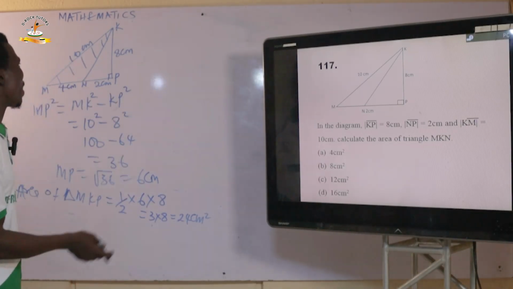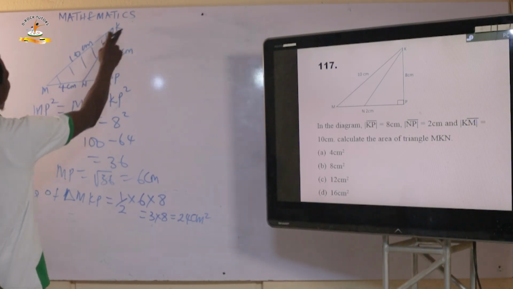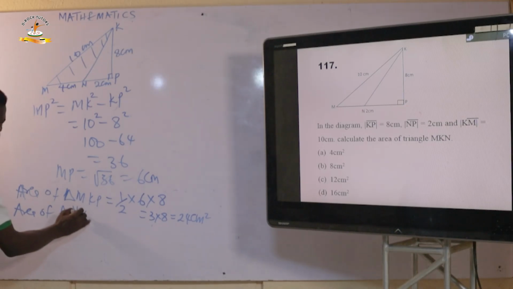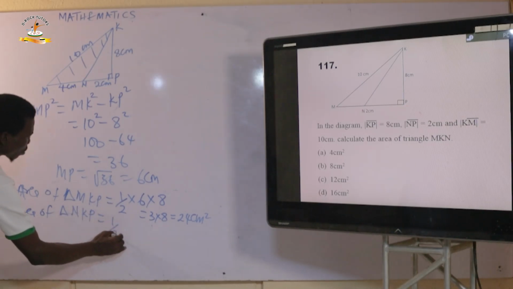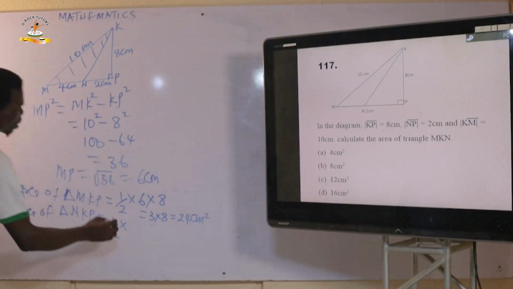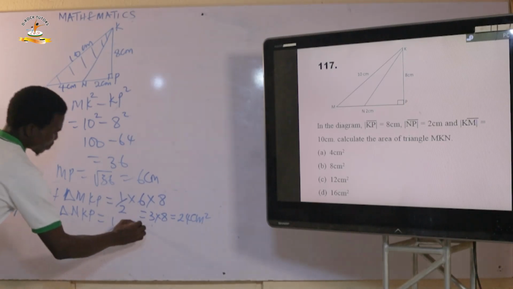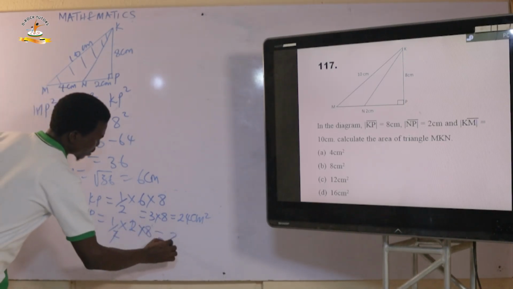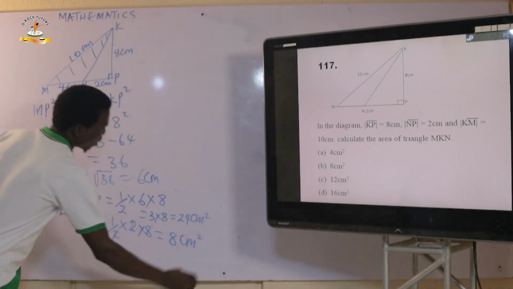However, we still need to find the area of triangle NKP, which is also half base times height. What is the base this time around? 2 times height, which is 8. These two cancel these two, and our answer is simply 8 centimeter squared.